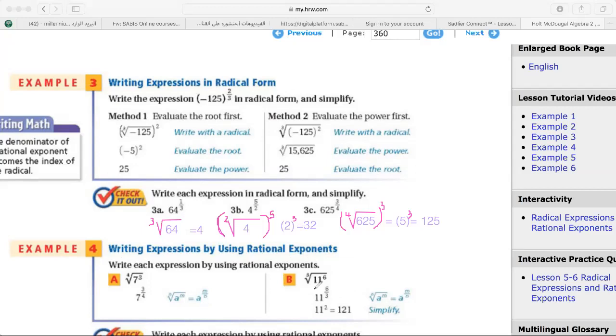Okay, here I have the same. 11 is the radicand, so I will write 11. And the index is 3, so that's the denominator, and 6, I will write it as the numerator. And 6 over 3 is 2, so I can simplify it as 11 to the power 2, which is equal to 121.